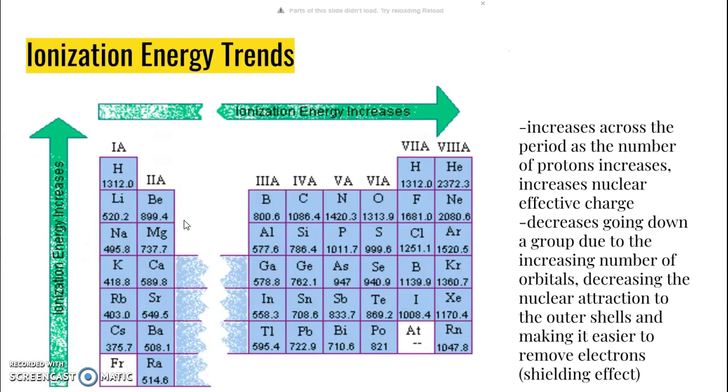Here are some ionization energy trends. Generally, it increases going across a period and increases going up a group. That's again because of the shielding effect and Zeff number. Going across a period, the Zeff number increases with the amount of protons, and as you go up a group, there are fewer electron shells and less shielding effect, which means there is more attraction to the nucleus.